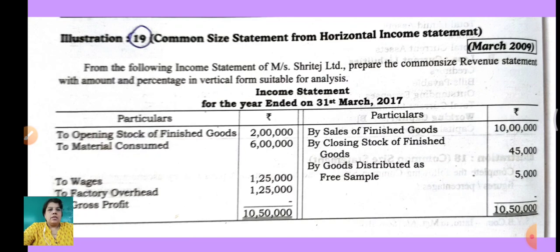On the debit side, opening stock of finished goods and material consumed is given. Then wages, factory overheads are also given. Then on the credit side, sales of finished goods is given, closing stock of finished goods and free samples are given. Gross profit is nil here. That means the COGS is equivalent to sales.